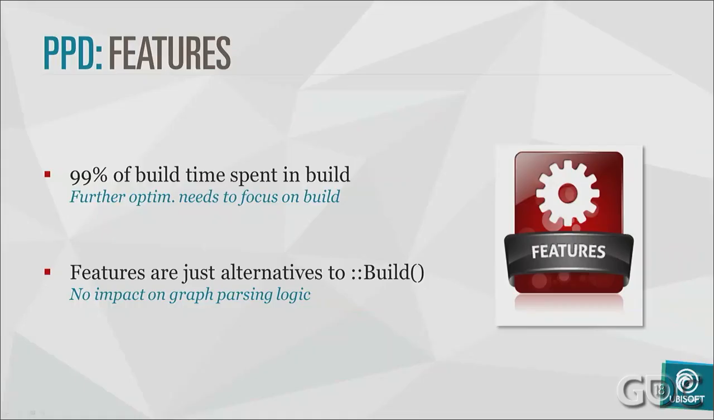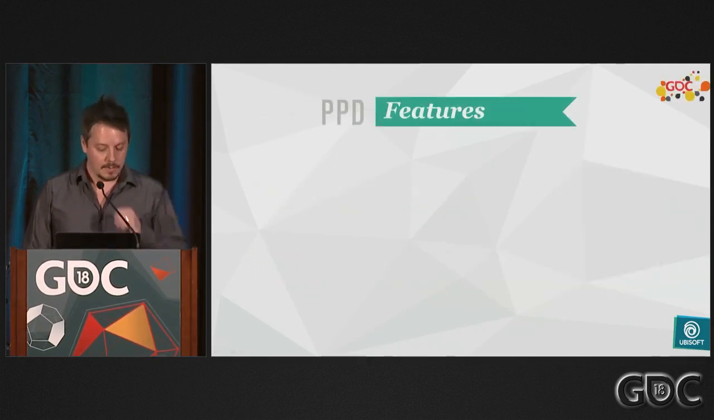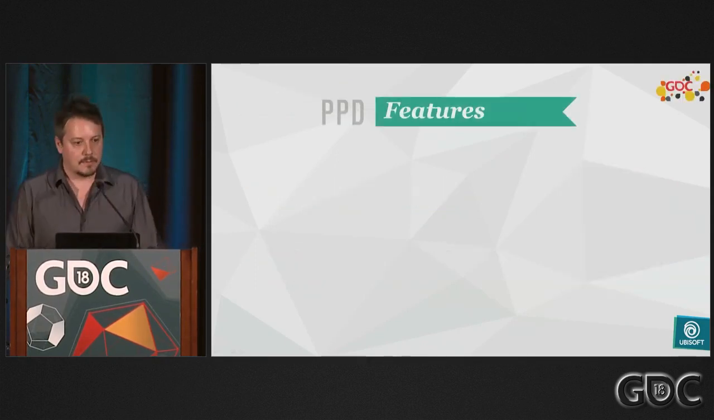So if we want to make our build even faster, we need some features to try to have our builds themselves as fast as we can. So the features I'll be presenting are just for that, as alternatives to the build function, to try to have those build functions as fast as we can. So we're going to go through several of those features.